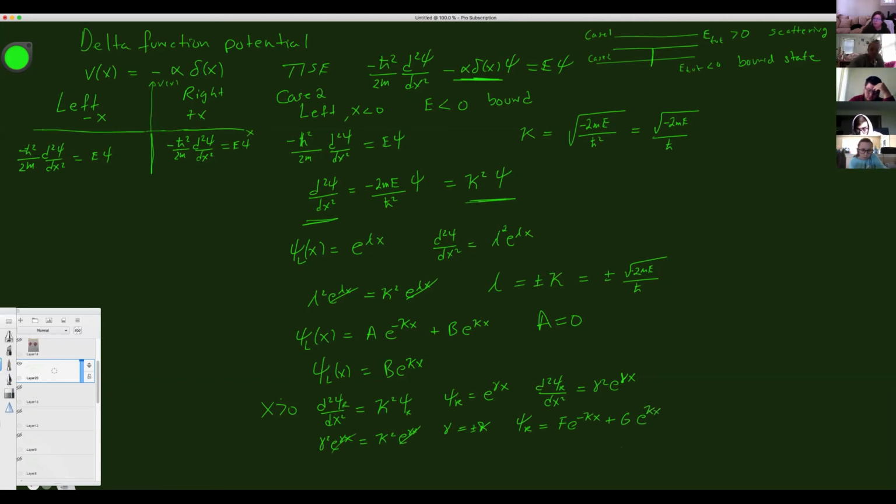And now let's think about positive infinity. I want you guys to work it out. Tell me which one of these needs to go away, because we don't want psi to be infinite at infinity. We'd like it to be 0. Wouldn't it be g this time? That's right. G would have to go because e to the kappa infinity is infinity, but e to the minus kappa positive infinity is 0. That's nice, right? So we get rid of this guy. And so we have psi right is equal to f e to the minus kappa x.